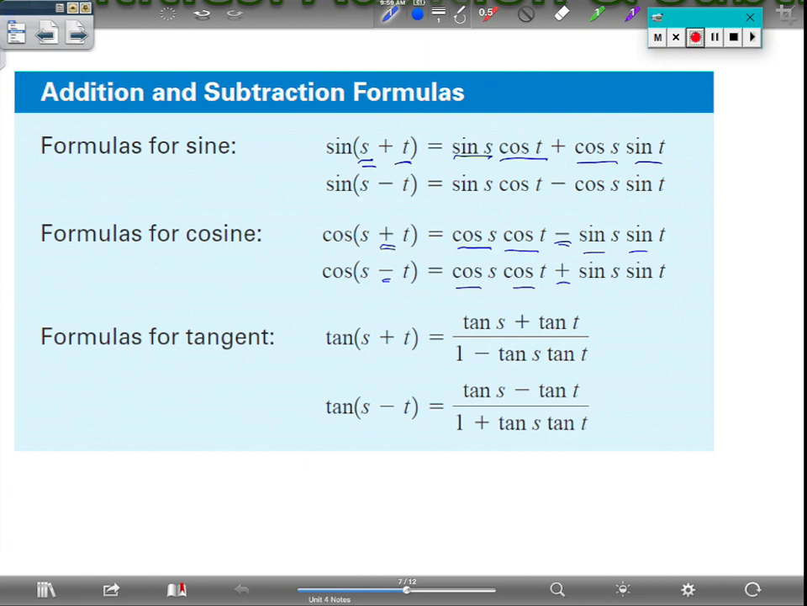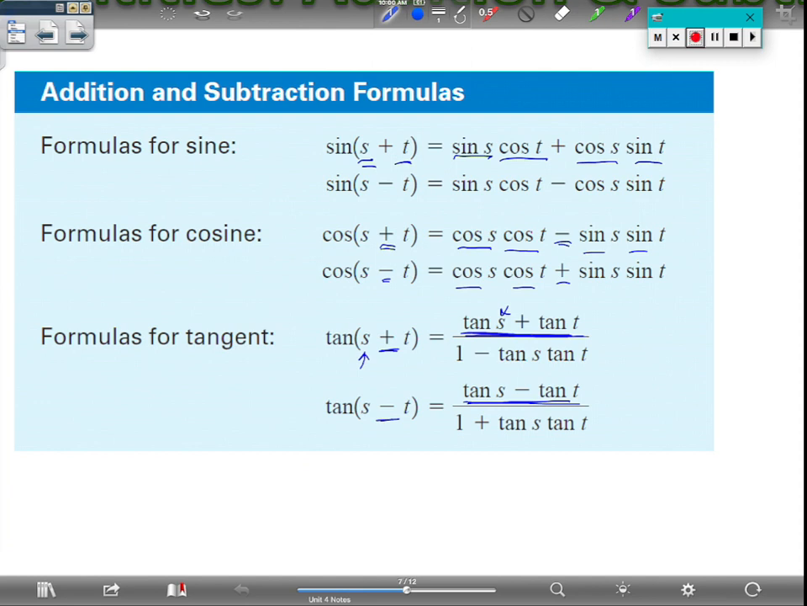If you look at when tangent is adding, notice that the numerator has tangent s plus tangent t. It has them adding. And when tangent is subtracting, notice in the numerator it's tangent s minus tangent t. And it's always the first angle first, s first. So that's a pattern that we could remember.